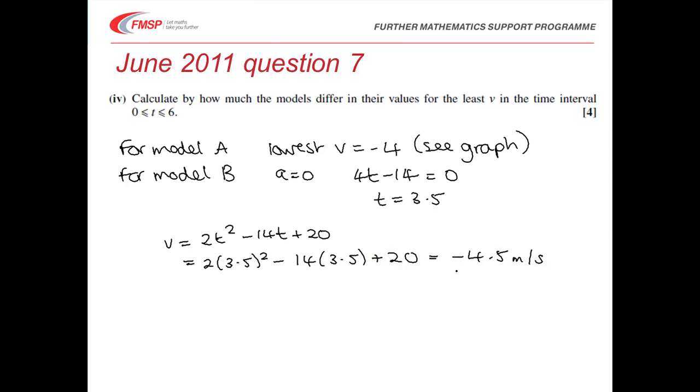The question actually says calculate by how much the models differ in their value for the least v. So we can say model B is less by 0.5 meters per second.